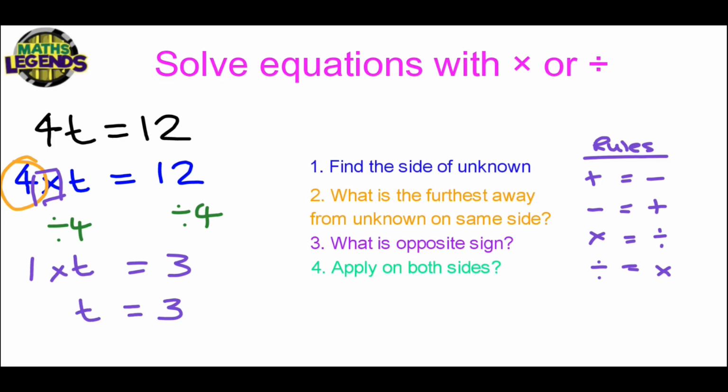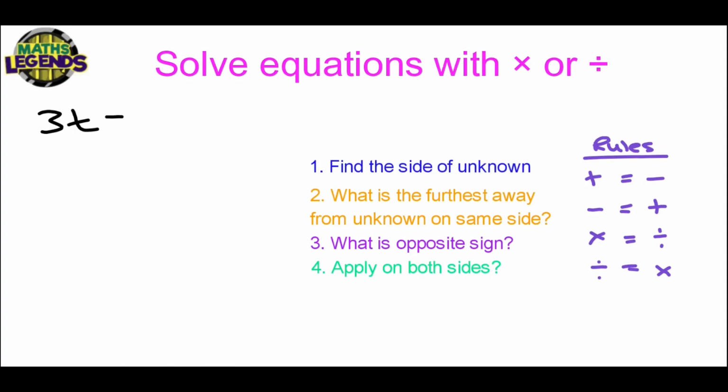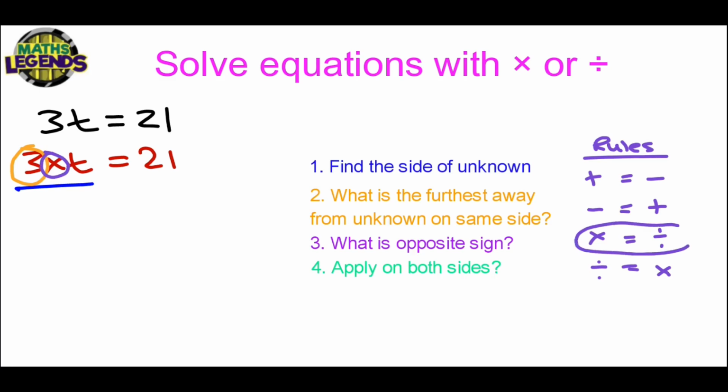Let's look at another example. 3t equals 21. Again here, 3t is the same as 3 times t equals, underneath the equal sign, 21. Then we find the side of the unknown. So here the unknown is t, and that's on the left hand side. What is furthest away from the unknown? And it's on the same side, so that has to be the 3. And we're asking ourselves, what is the opposite sign? So here the sign next to the 3 is the times. So the opposite sign is going to be divide.